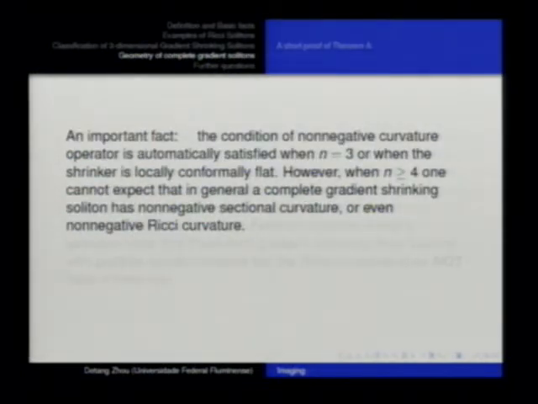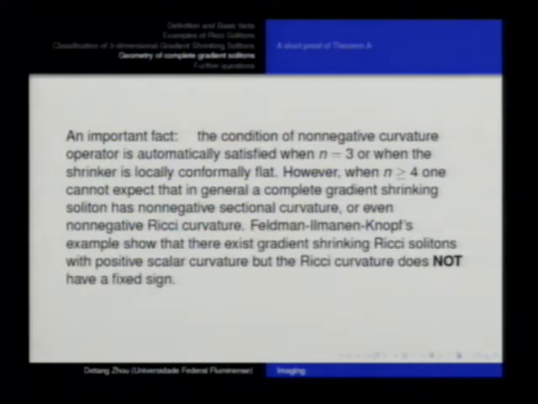So I will repeat the important fact: the non-negative curvature operator is automatically satisfied when n is equal to 3 and the shrinker is conformally flat. However, you don't have this if you don't assume conformal flatness. So this example says that. So what can we do? We need to study or estimate without assuming the positivity of the curvature.